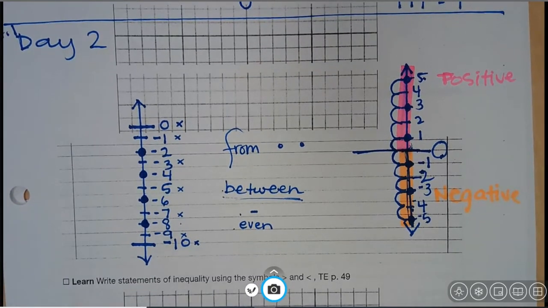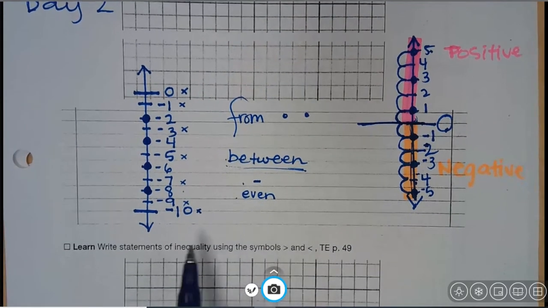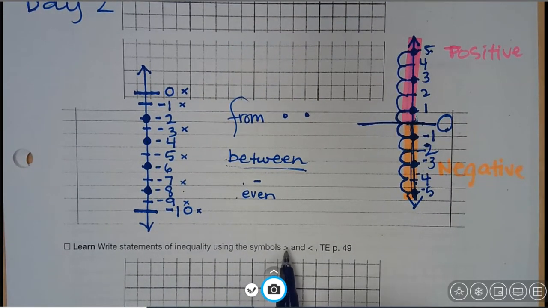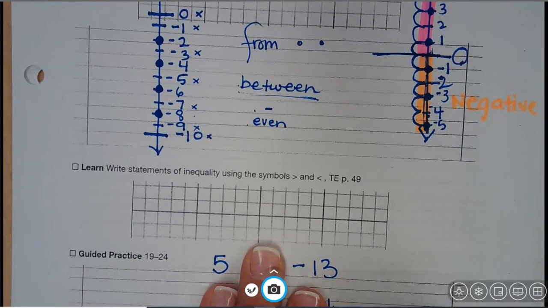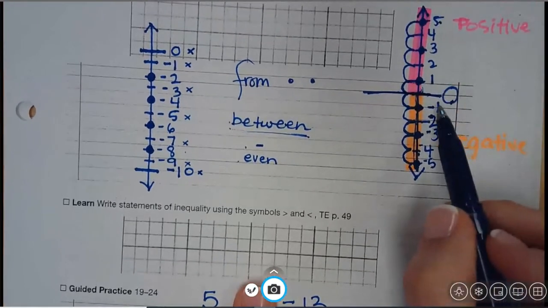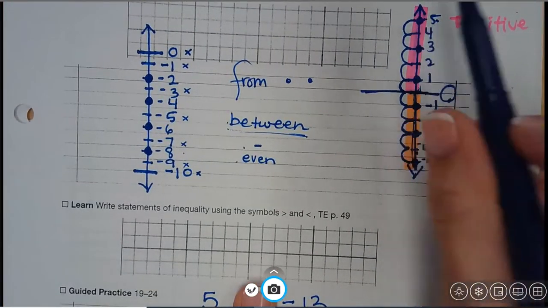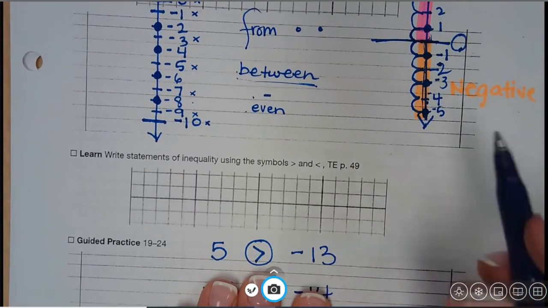Okay. The next thing we're going to learn is statements of inequality. So remember, that's just writing essentially number sentences with the greater than or less than symbol. So if I had this number sentence here comparing 5 and -13, just remember that anytime you have a positive number comparing it to a negative number, the positive number will always be greater than the negative number. And that's because of our number line. The positive numbers are always above the negative numbers on the number line. So I can say that 5 is greater than -13.